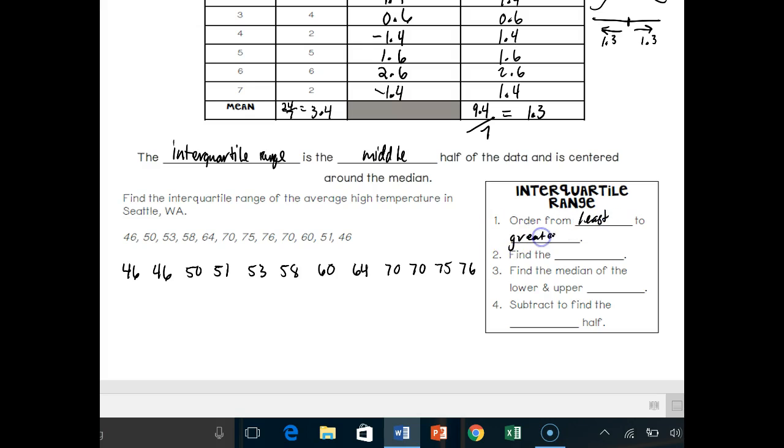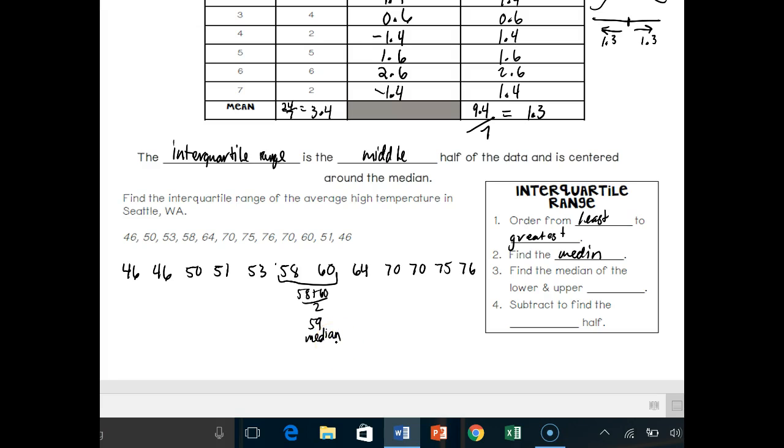The second step is to find the median. When I find the median, I should have an even amount on each side. Notice I have 12 numbers here, so I'm going to have 6 on each side. The median, 1, 2, 3, 4, 5, 6, happens right in between these two numbers, 58 and 60. If I add 58 plus 60 and divide that by 2, I get my median of 59. So this is my median.